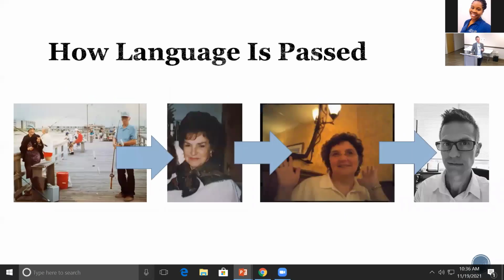Now, how do languages get passed down? Well, they're passed down from one generation to the next. Again, this is my great grandmother on the very left. She was the one who taught me the word Swanee, and then it was handed down. My own mom doesn't use it very often, but she recognizes it. I think she has about the same feeling about it that I do.